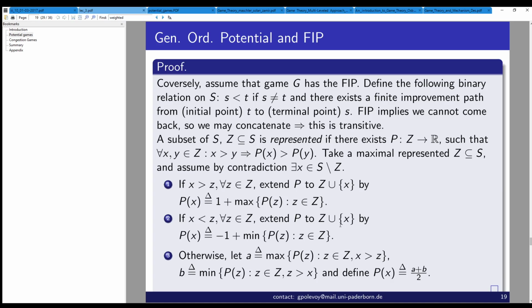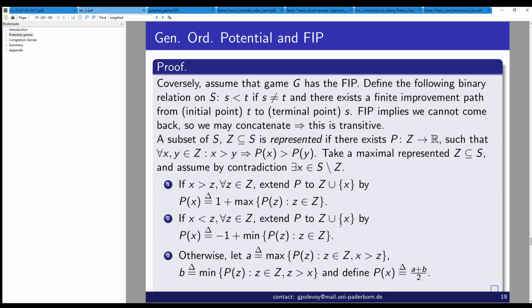And we can just define the P function to be the arithmetic average, fulfilling all that we need. And we already can extend this representation to Z when it's extended by X. So it's a contradiction. Anyhow, we can extend this Z. So we cannot have a Z which is maximal and not all the set of profiles S. And therefore, we can represent all the profiles. So it has a generalized ordinal potential, this function P.